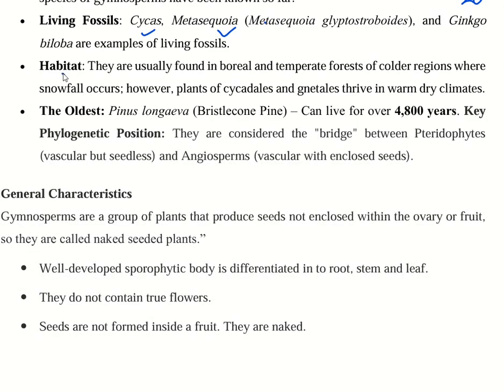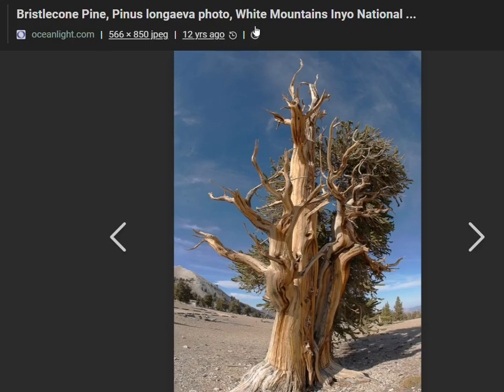Now, talking about its habitat, where it is found, they are usually found in the boreal and temperate forests of colder regions where snowfall occurs. However, the plants of cycadales and gnetales also thrive in warm, dry climates. And another is the oldest form, that is Pinus longaeva, the bristlecone pine, which can live for over 4,800 years. And the image you can see is of Pinus longaeva. This is Pinus longaeva, which is the oldest known gymnosperm that can survive up to 4,800 years.